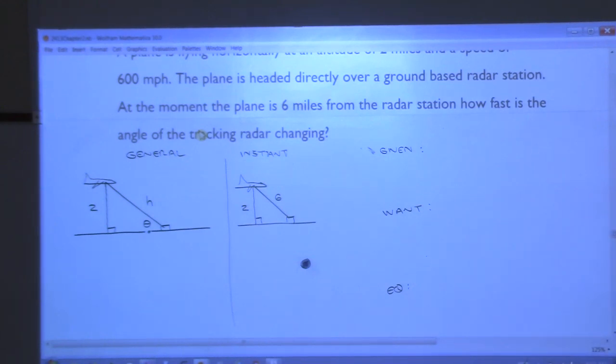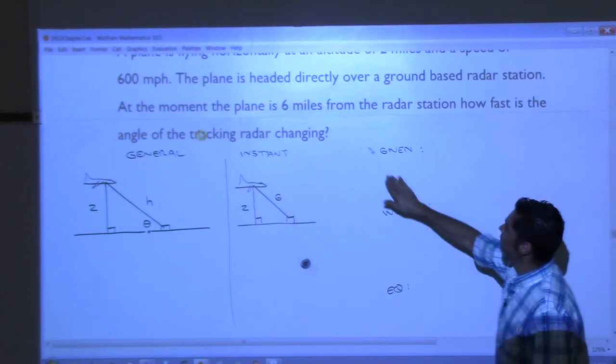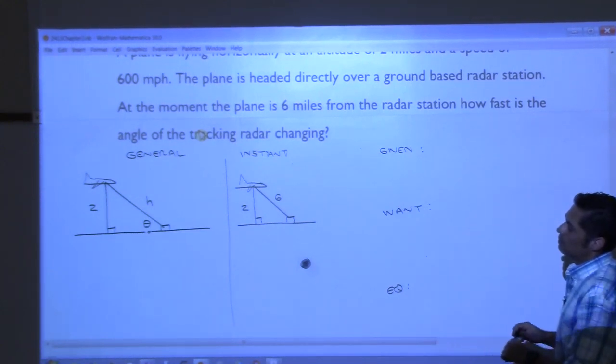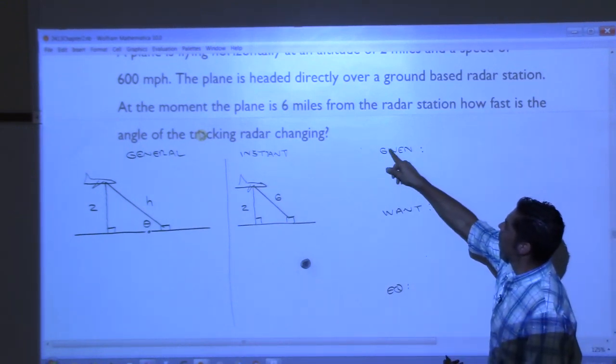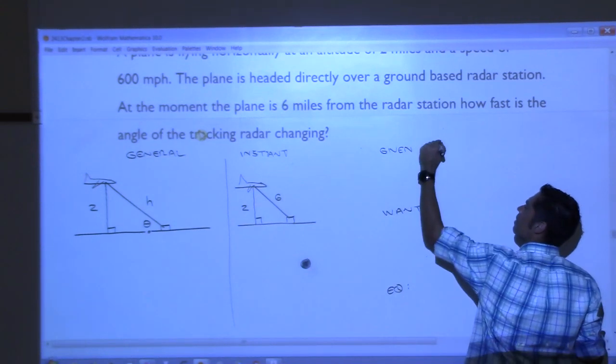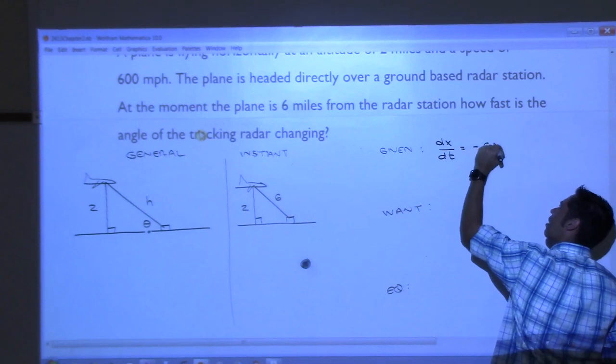We might get around it. Let's see. Okay, let's proceed. What are we given? Everything that's given. We're given the distance from the radar tower, which is the hypotenuse, and the height, which is going to be DXDT. We still have dx dt. We still have dx dt is negative 600, don't we?